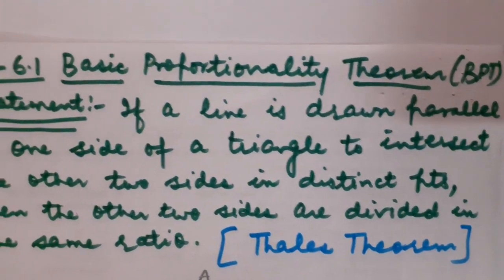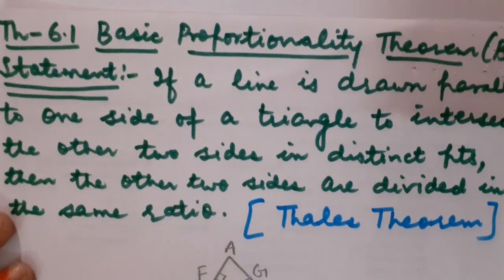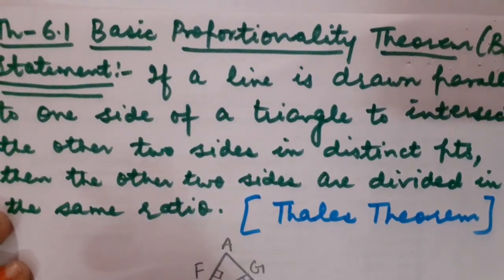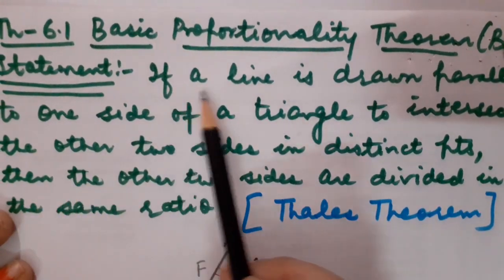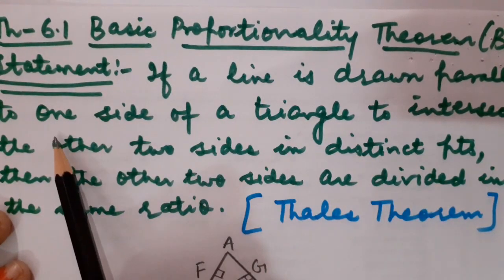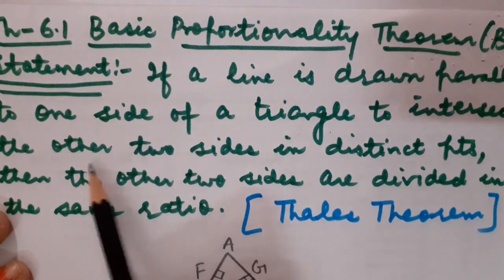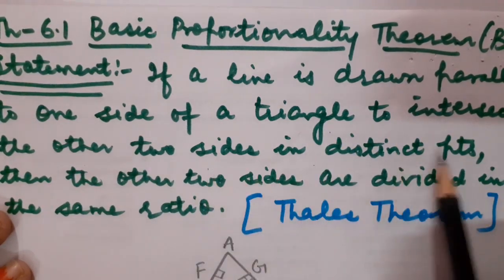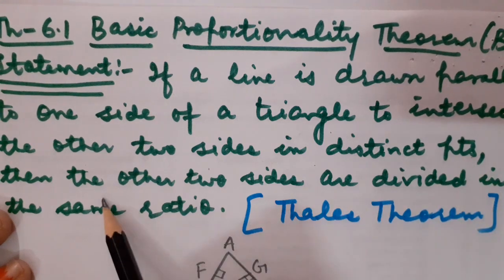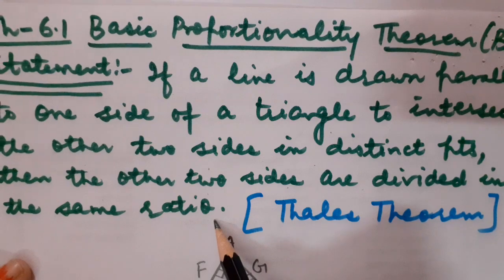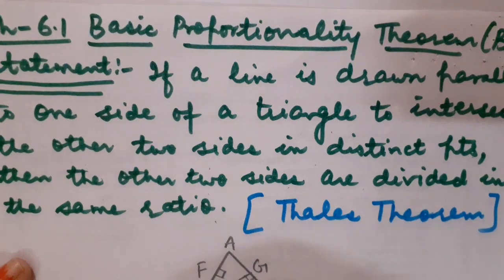That is BPT. And one more name for this theorem is Thales theorem. So what is the statement of BPT? If a line is drawn parallel to one side of a triangle to intersect the other two sides at distinct points, then the other two sides are divided in the same ratio. This we have to prove.